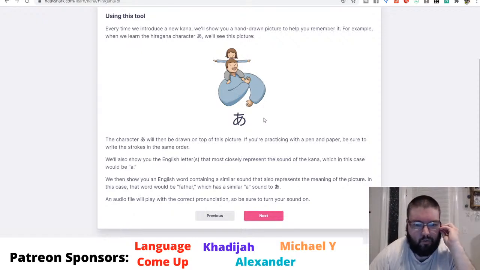The character will then be drawn on top of the picture. If you're practicing with a pen or paper, be sure to write the strokes in the same order. We'll also show you the English letters that most closely represent the sound of the kana, which in this case would be "ah." We then show you an English word containing a similar sound that represents the meaning of the picture. In this case, the word would be father, which has a similar sound. An audio file will play with the correct pronunciation.